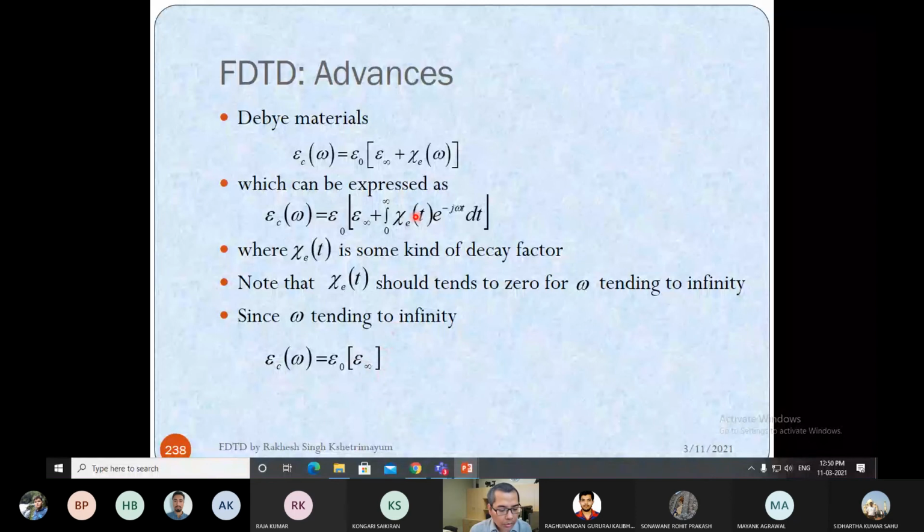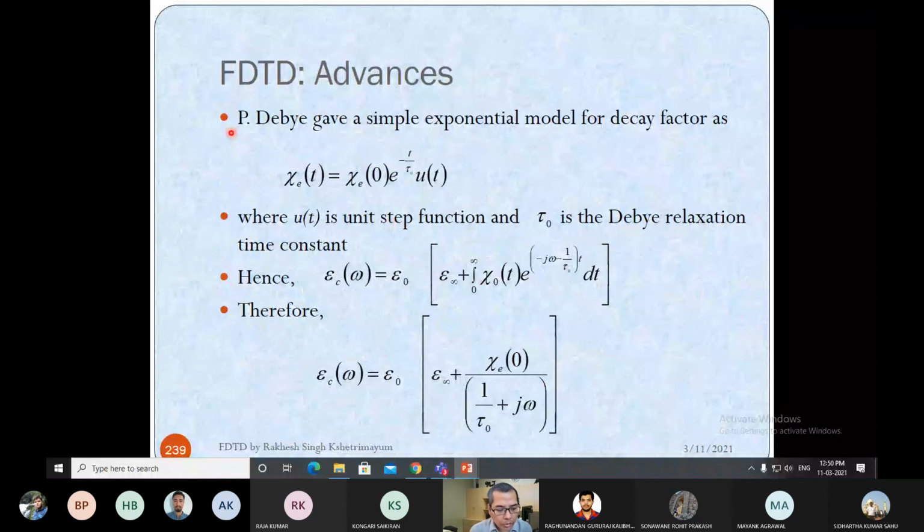So what kind of function can this have? This could be a decaying function, something like this. So we have a Debye model. That is because P. Debye, the famous person who started the Debye model, gave a very simple exponential model for this decay factor. His model is chi e t equals chi e 0 exponential minus t by tau naught u t. So this model is given by P. Debye. That's why we call it the Debye model.